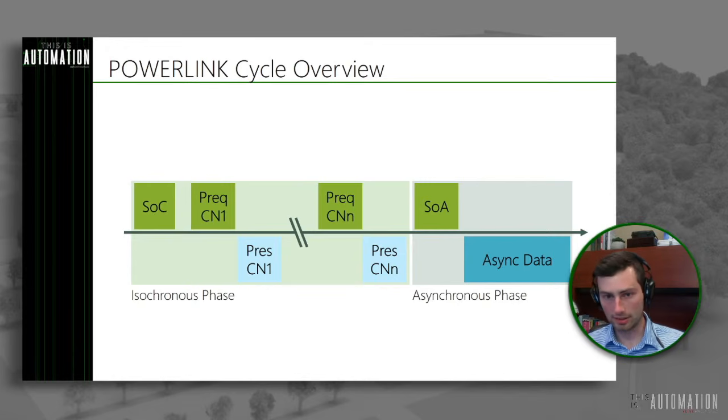Now I mentioned that there's also an asynchronous phase. Similar to the SOC message, there's an SOA message, which is basically just the start of asynchronous. Once that start of asynchronous message goes out, then all of the asynchronous data in the system gets sent out. This could be anything from standard Ethernet traffic, to an IP camera streaming some images, really any kind of standard Ethernet traffic or other data that isn't time sensitive.